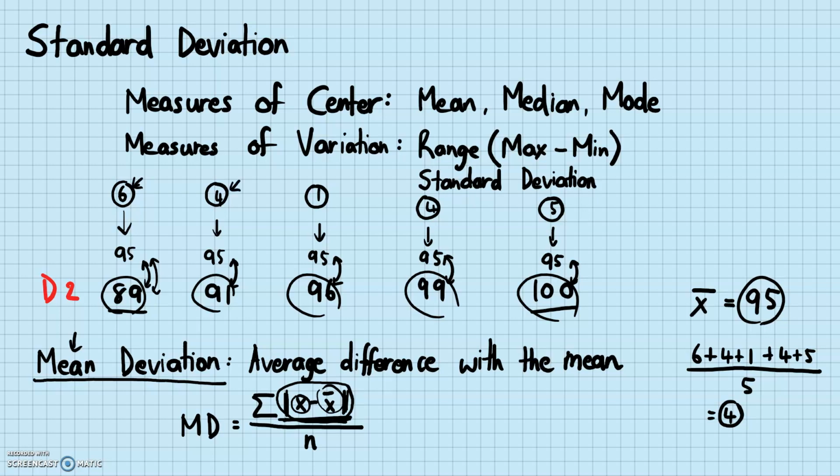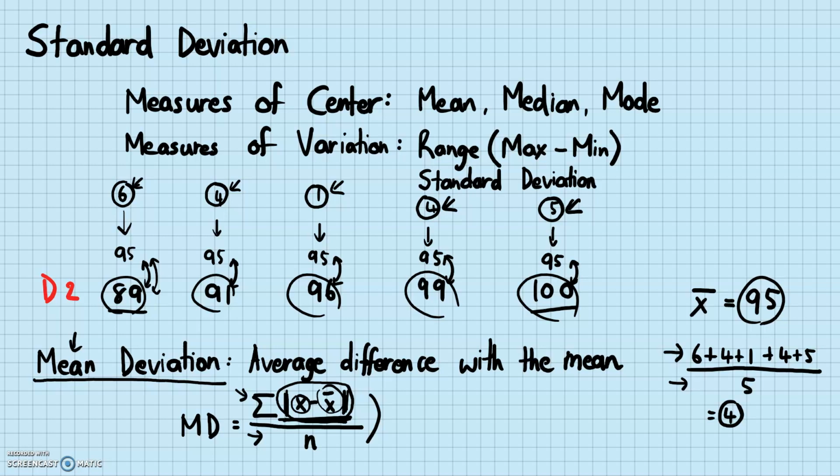Okay, that's what we did here, here, here, here. And we add them all up. We added them all up here, and then we divide by how many data we have. We divide by 5. So that's what this formula is telling you to do, basically. And that's what we did here. Okay, so that's the mean deviation.